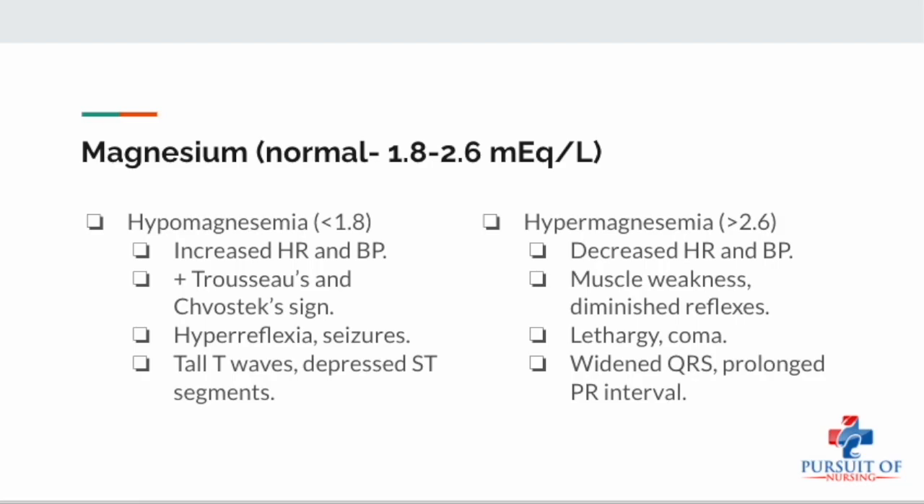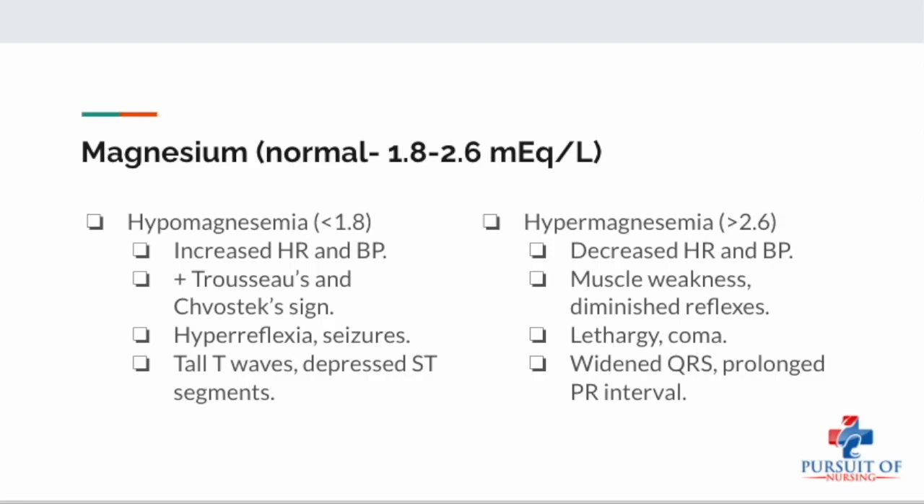Whereas with your high magnesium levels, you're going to have the decreased heart rate and BP. You're going to have the opposite: the muscle weakness and diminished reflexes, the lethargy, coma, and then the widened QRS and prolonged PR interval on an EKG. Very, very important to know the antidote for magnesium. So the antidote for magnesium overdose is calcium gluconate. Okay, so definitely know that calcium gluconate is the antidote for a magnesium overdose.